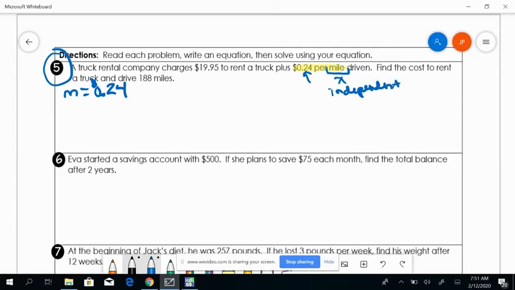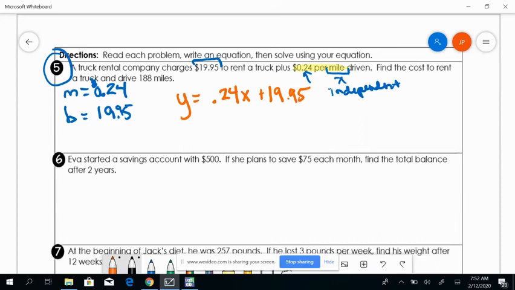And then the other pieces I've got here, I've got a truck rental. The truck rental company charges $19.95 to rent the truck. So if you've ever moved and had to rent a truck, or know your parents had to rent a truck, the company charges you a flat fee in addition to an amount per mile. So this right here, this $19.95, that's my b. So if I put that equation together, y equals 0.24x plus 19.95. That's my equation that I'm starting with. And that's what we did on the first page.